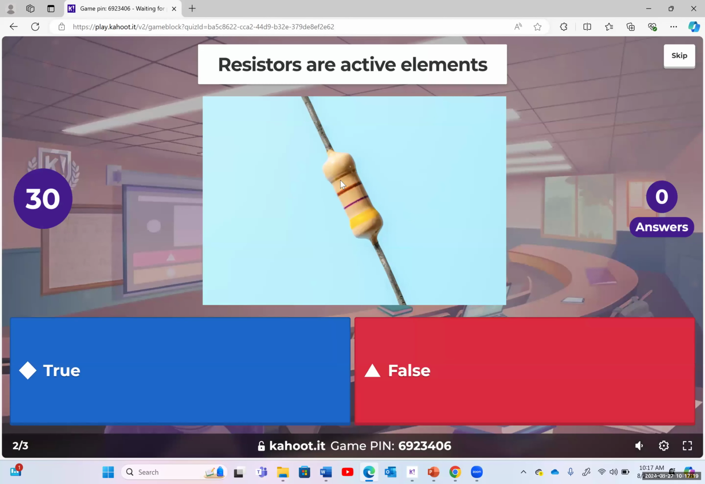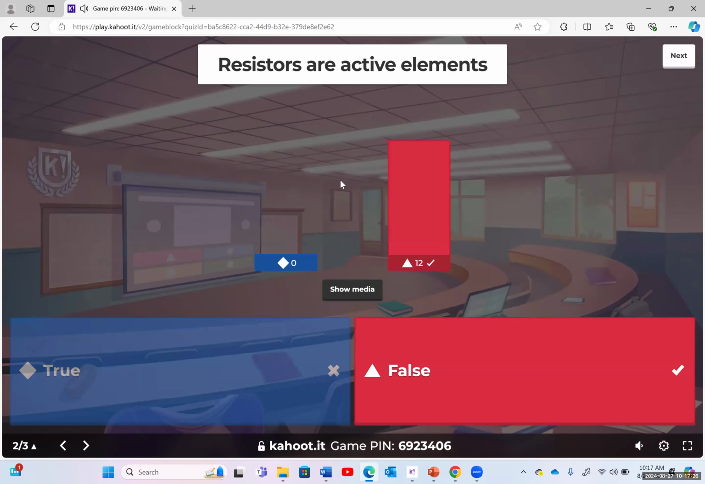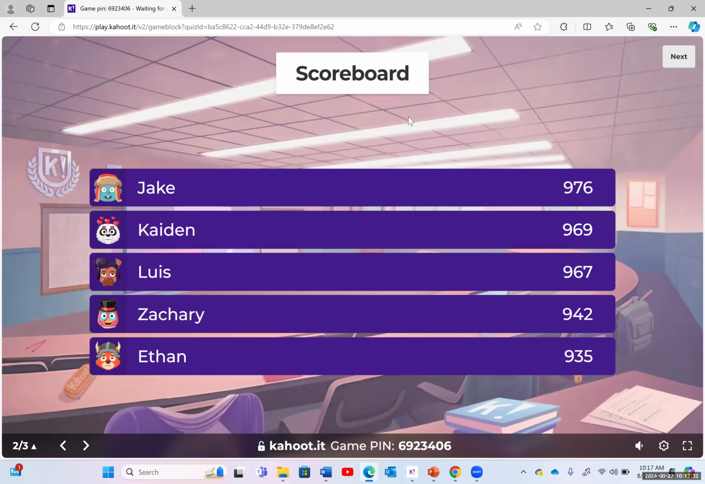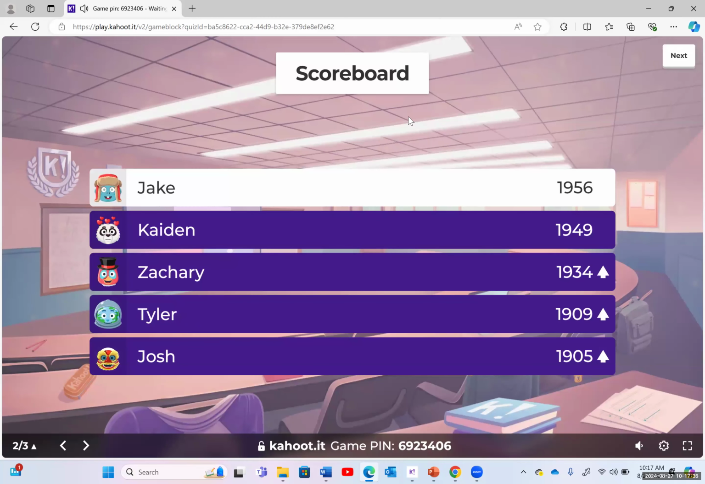Second question, resistors are active elements. Yeah, correct. Resistors are passive elements. They don't produce any power and they don't control voltage or current. By the way, it's time sensitive, so the sooner you answer, the more points you get.